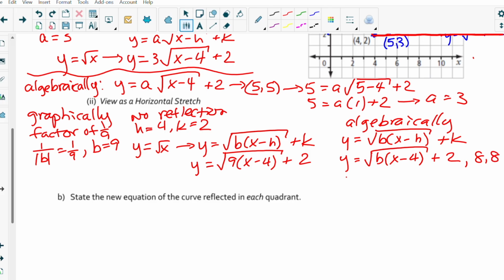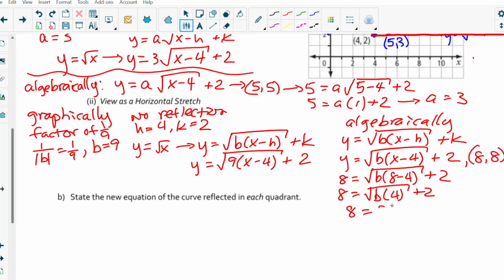So for the point (8, 8), that's 8 equals square root of b times 8 minus 4 plus 2. 8 equals square root of b times 4 plus 2. 8 equals 2 square root of b plus 2. Subtract 2 from both sides. That's 6 equals 2 square root of b. Divide both sides by 2. That's 3 equals square root of b. Square both sides. That's 9 equals b. And that is the same b value that you get.